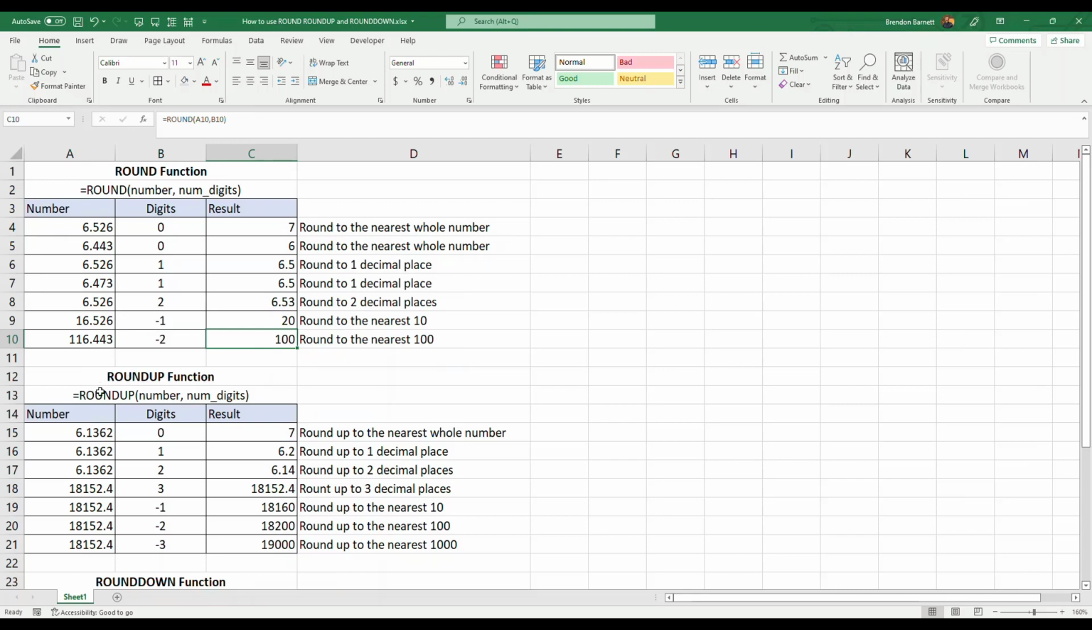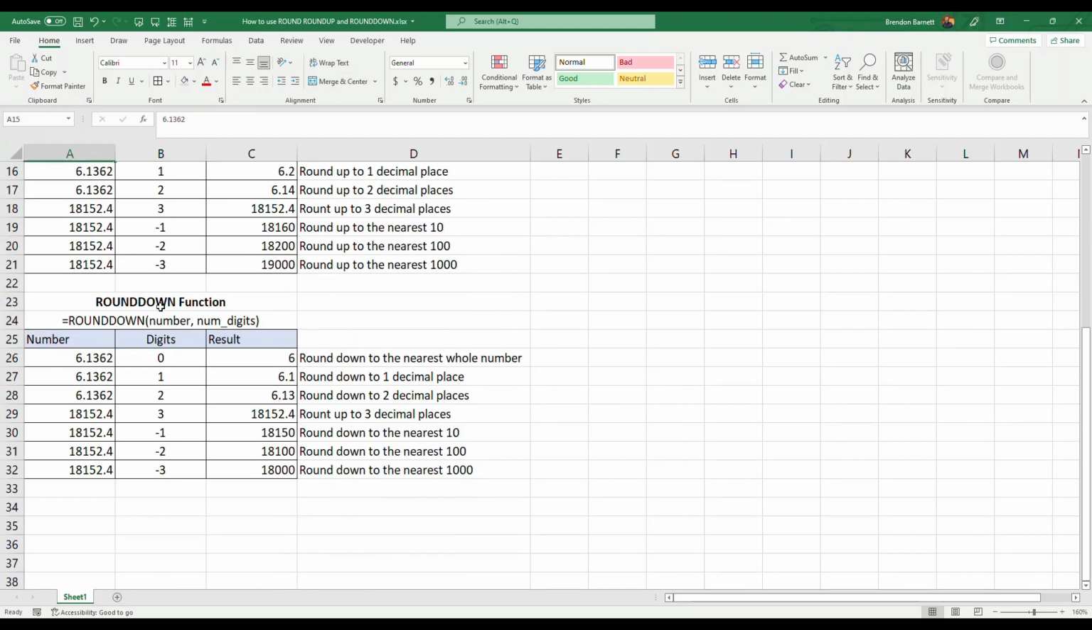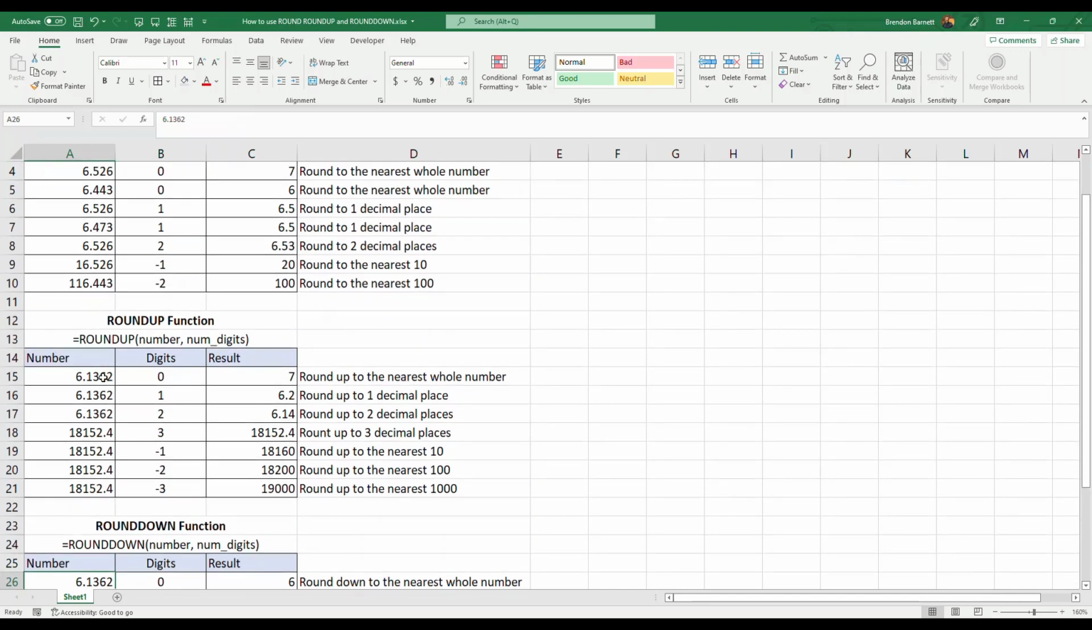All right, then we have two similar functions, the round up and round down function. Now these work exactly the same syntax for the formulas, but the main difference is that the round up function is always going to round up no matter what number it's closest to, and the round down function will always round down no matter what number it's closest to. So this is a way to force your values to always round up or down either way.